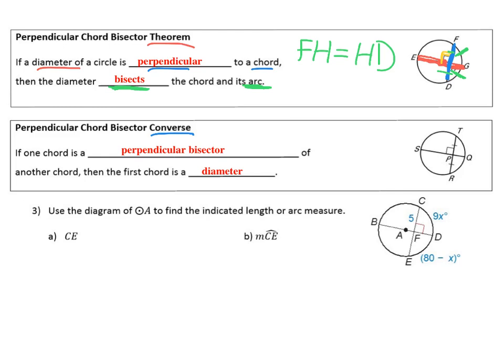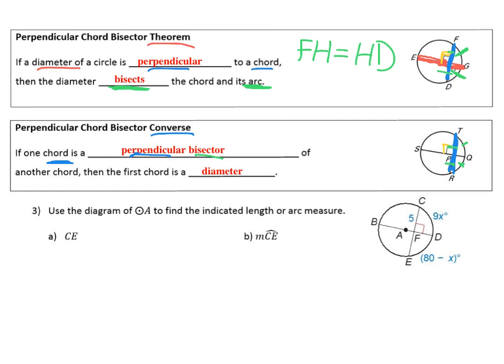Now, as far as the converse goes, now I'm just working in reverse. First thing I'm starting with is the chord in my circle. So now in this case, I'm starting with TR. And I'm already told that it's perpendicular, so it has the right angle. And I'm told that it bisects, which tells me that these two pieces are congruent, and obviously the two arcs are going to be congruent out here.